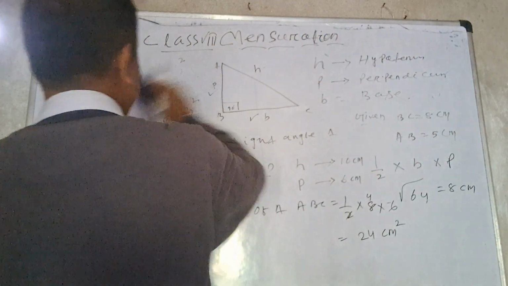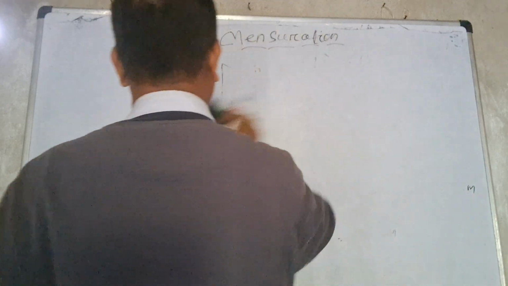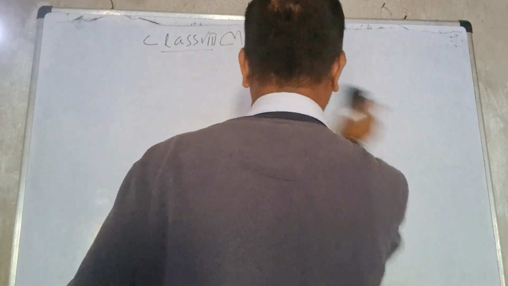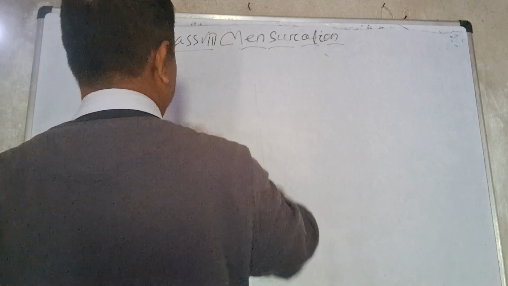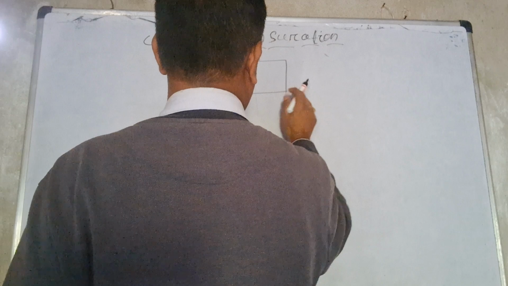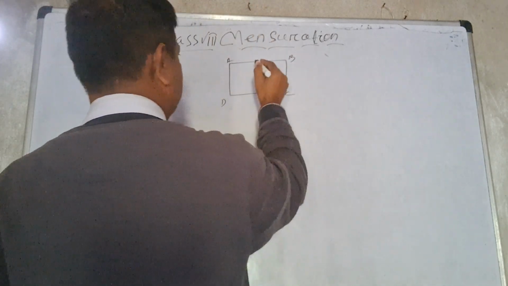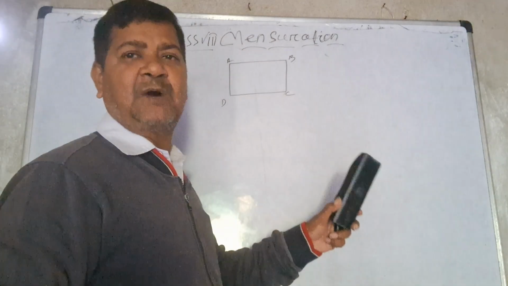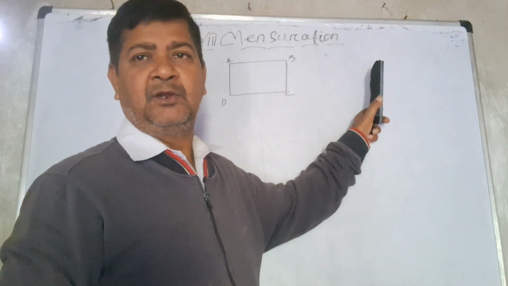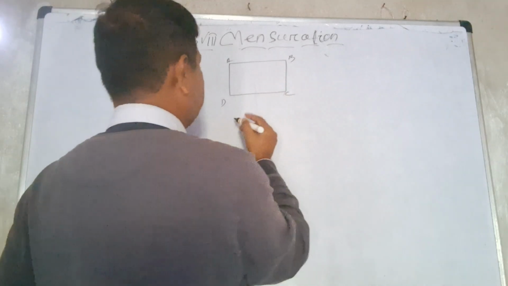Then let's go to another polygon. It is a rectangle ABCD. All opposite sides are equal. A rectangle is a closed polygon having 4 sides. Each opposite side is equal. What is the area of this polygon?